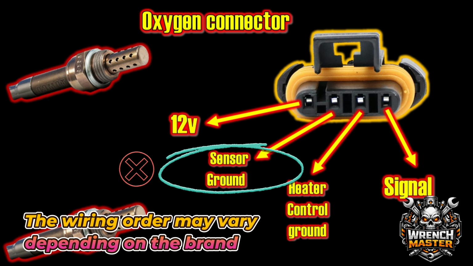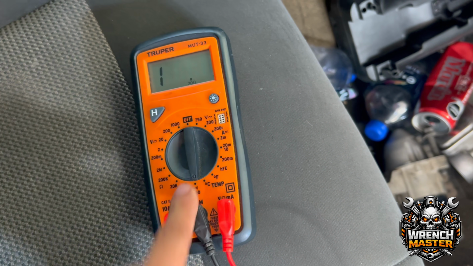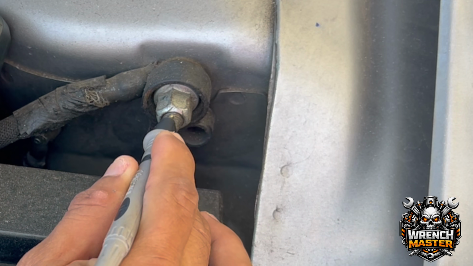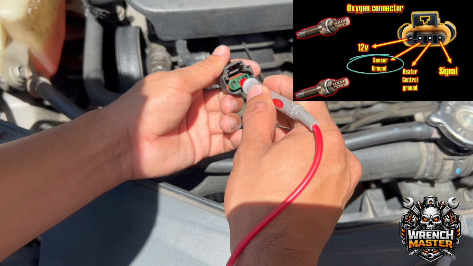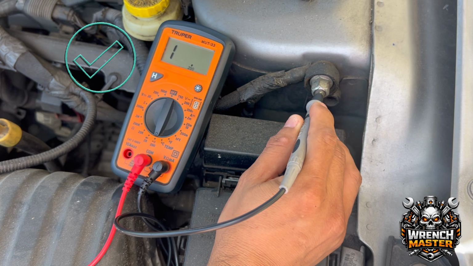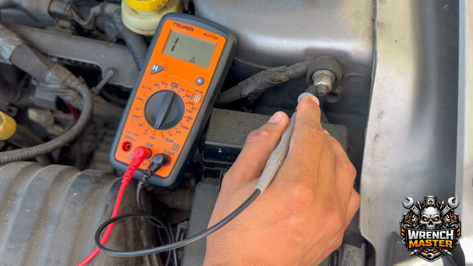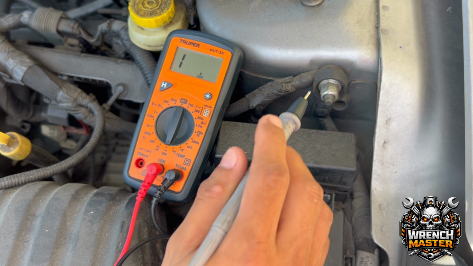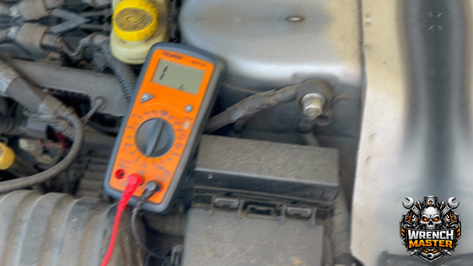Another common failure is the absence of sensor ground. To verify ground, set your multimeter to continuity mode. Place one probe on chassis ground and the other on the sensor ground terminal. You should observe continuity. This confirms that the sensor ground is present. If continuity is not present, damaged wiring is very likely and must be repaired.